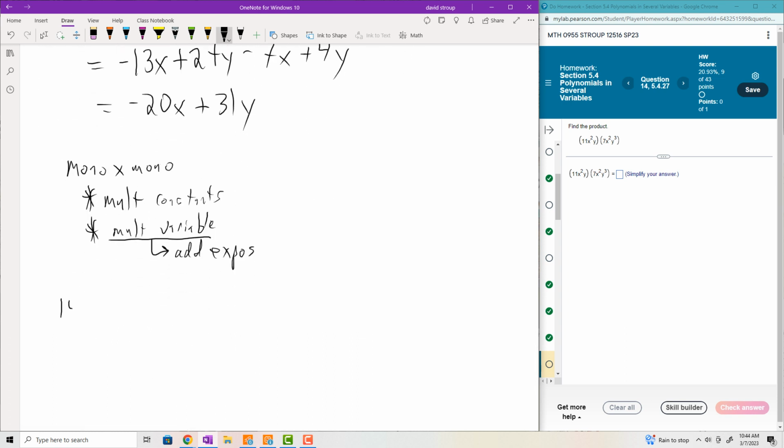Okay, so number 14, we have 11x squared y times 7x squared y cubed. 7 times 11 is 77, and then x squared times x squared, add the exponents for x to the fourth. Y, if you don't see an exponent, it's 1. So y to the 1 plus 3 is 4.